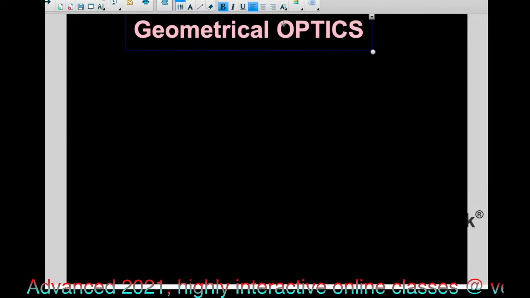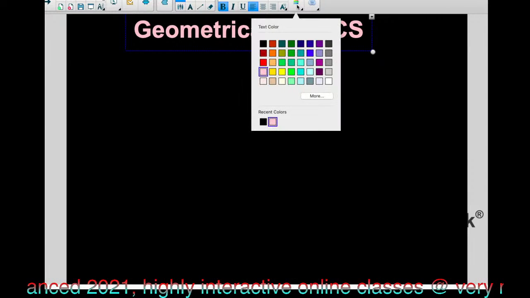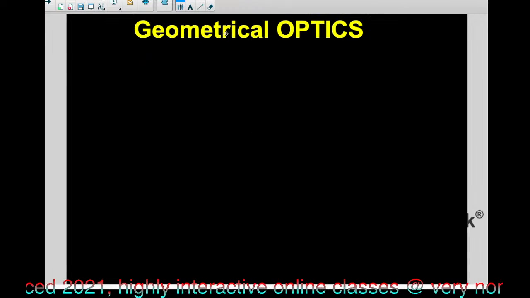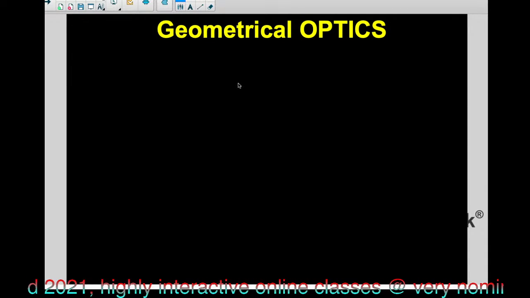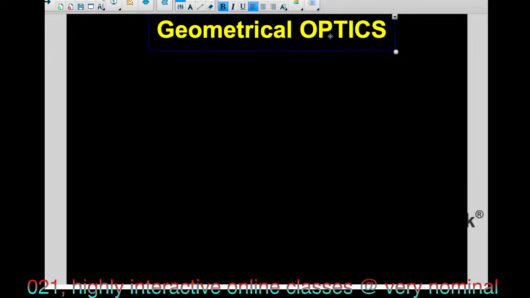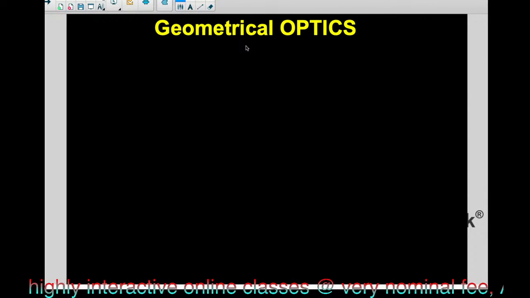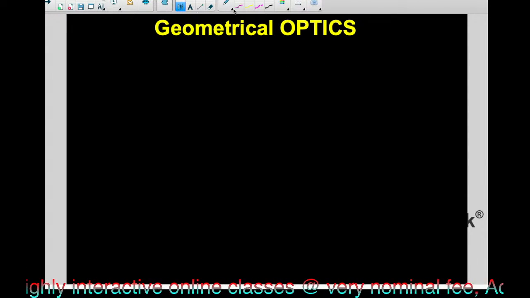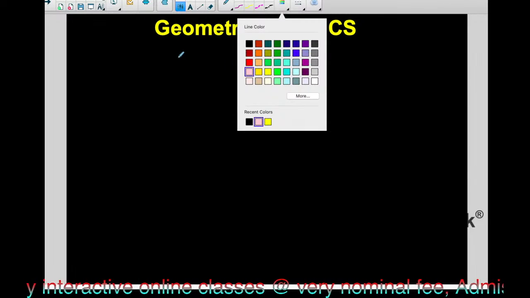In this topic, as far as you all know, we will discuss light, right? We have to discuss light. So what role does light play? If the light is there, then only we can see anything in this universe, right? So what is the actual definition of light?